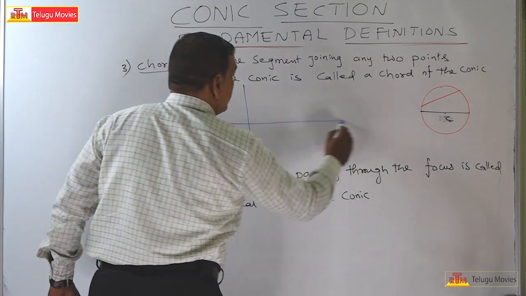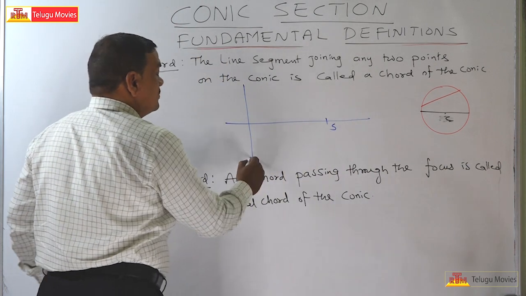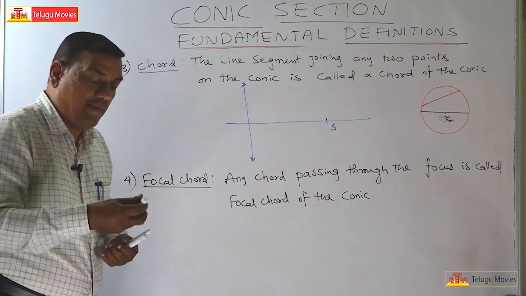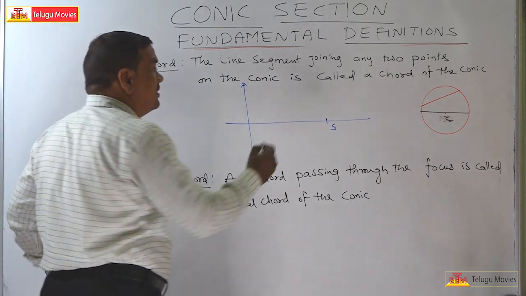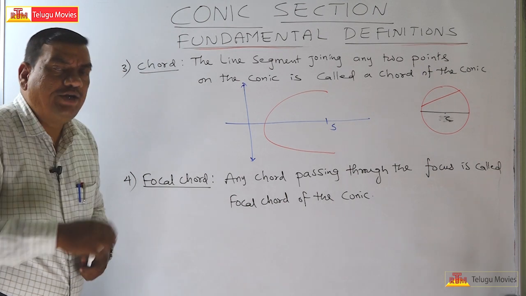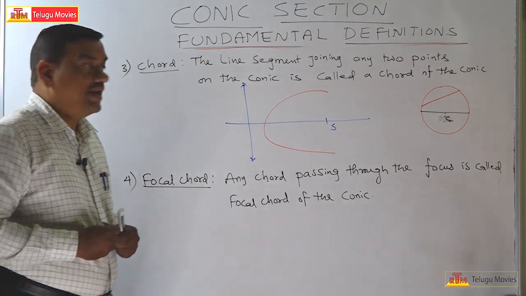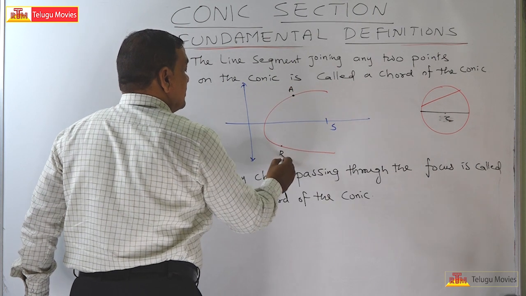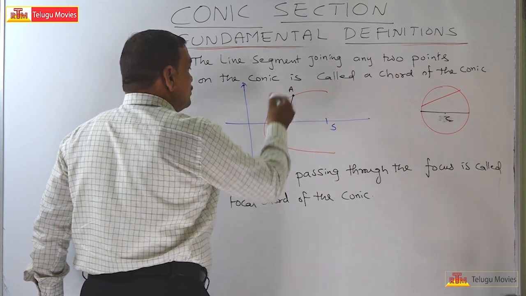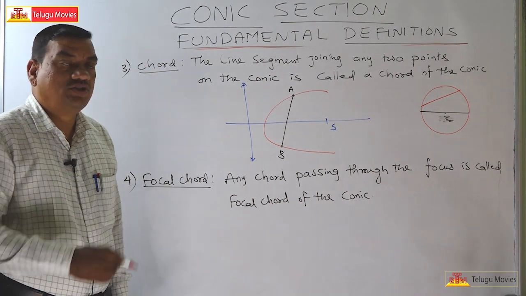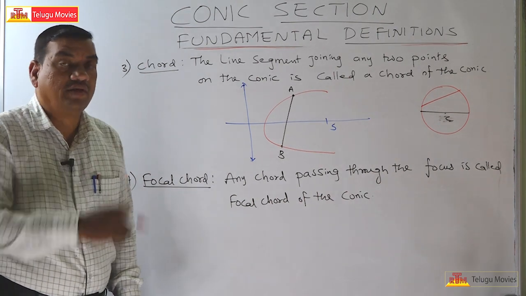So it is a directrix and it is a focus. Let us take any conic, that may be a parabola, maybe an ellipse, maybe whatever may be that, any conic. Take any 2 points on the conic. Let us call them A and B. So join AB. This is called a chord of the conic.